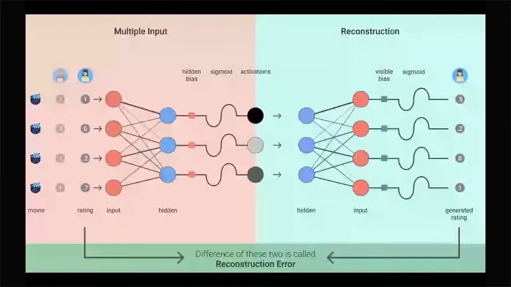But anyways, what Saif was trying to say is that based on the multiple inputs on the right side, we have two data sets which take place here. We have the movies and the ratings, and they take into the inputs. They have their hidden bias, and there's a sigmoid activation function which goes back to this, and then to the reconstruction area, where we generate the ratings, and then we find a difference between these two, which is known as the reconstruction error. We'll be seeing that in the hands-on session, and we need to ensure that this error is low. We need to decrease this error. On the other hand, Saif will be answering any questions which you have in the chat.